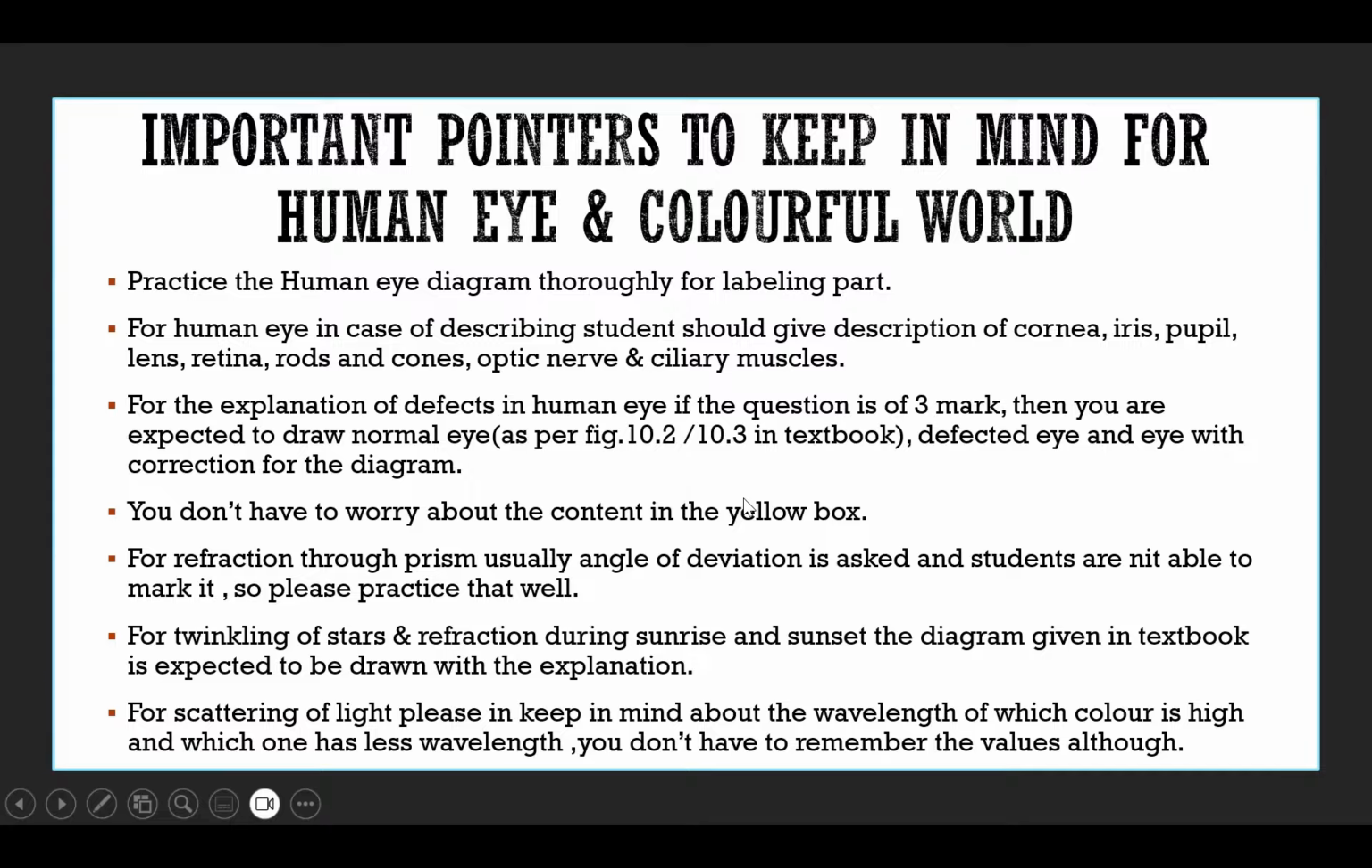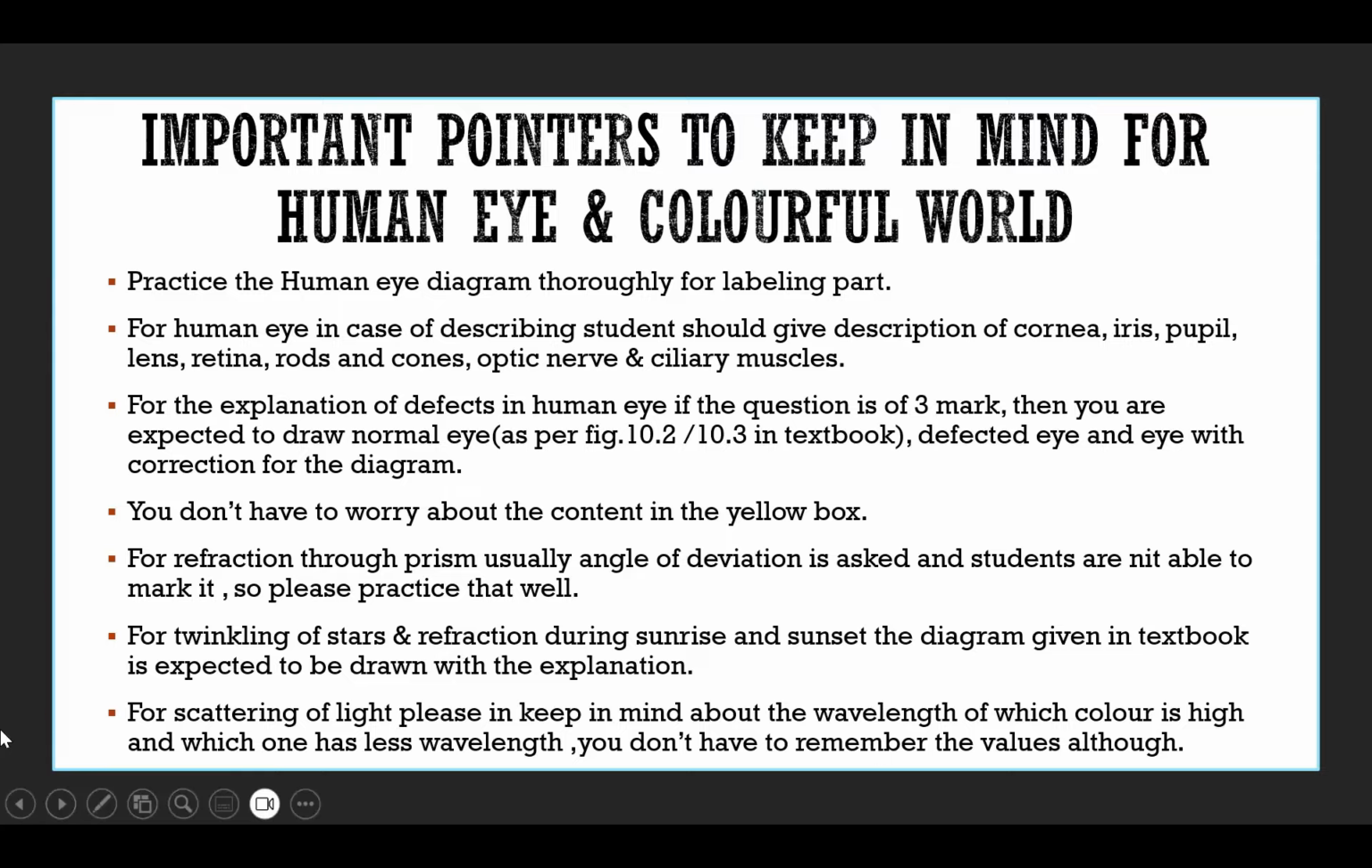There are 3 defects mentioned in our textbook, for which 2 have the diagrams, myopia and hypermetropia. For both of them, you are expected to make sure that you draw all the 3 diagrams: the normal diagram of the normal eye, which is near point or far point. Then the defected eye, which means whether the image is formed before the retina or after the retina, and then the eye diagram with the correction with proper lens, either convex or concave.